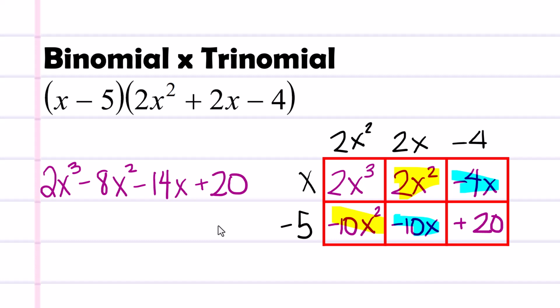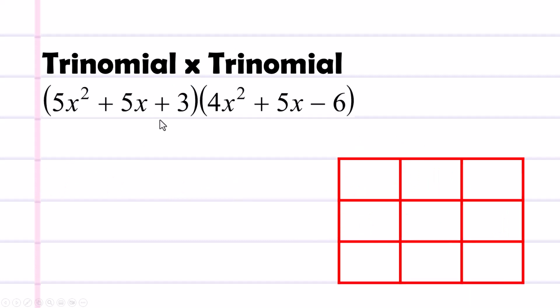Other ways to do this, I just think this takes up the least amount of paper, which is why I think you're going to like it too. All right, let's make it one more level complicated, and that's a trinomial times a trinomial, and so you're going to end up with a 3 by 3 box.